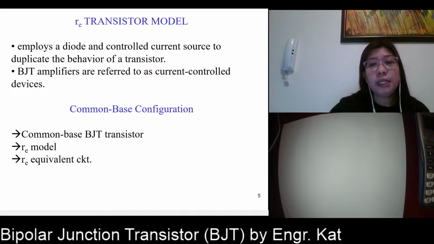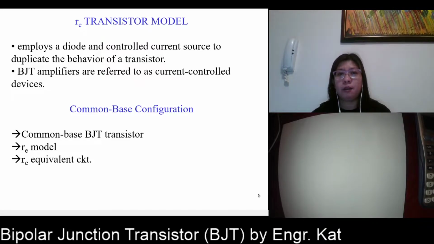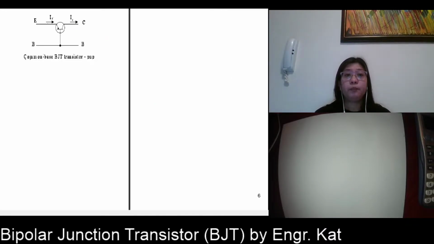Okay, so we will be starting first with the common base configuration. We will be dealing with a common base BJT transistor. How does its re model look like, and what will be the re equivalent circuit? Okay, so this is the common base BJT transistor. So this is a PNP configuration.